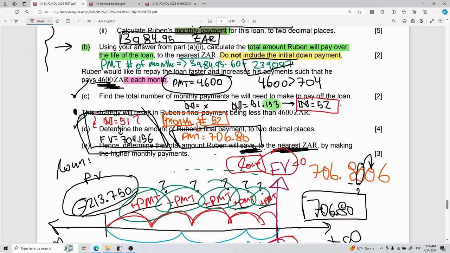And why did FV change near the end? It changed near the end because on month 51, he was going to have to pay a little bit less, okay? Because at the end of month 51, he almost paid everything. He just needed to pay month 52, but month 52 was a lower amount than the monthly payment, so you needed to recalculate that, okay? Including the percent, including all that stuff, okay?